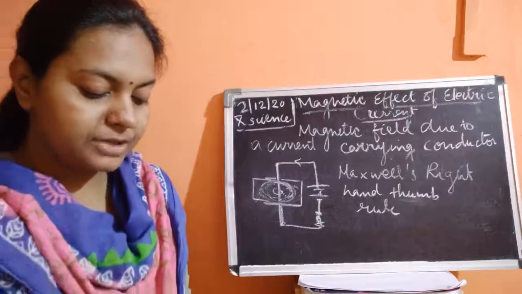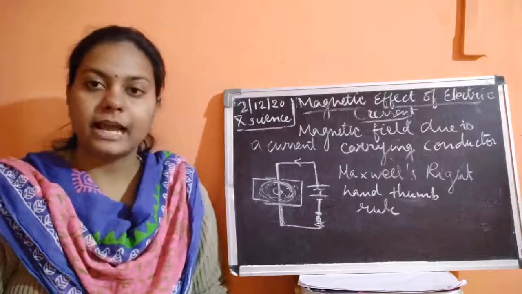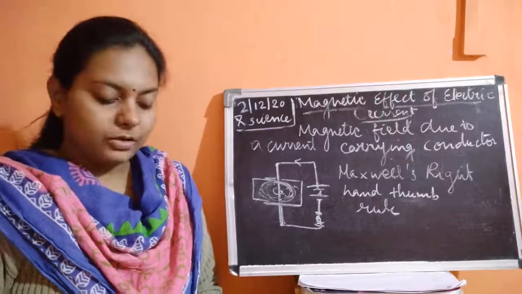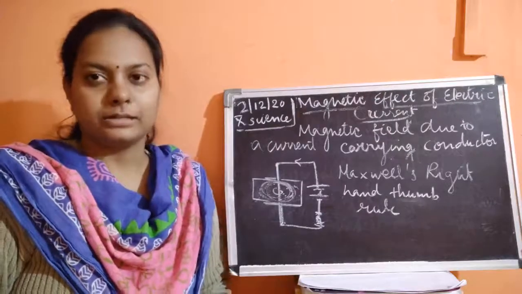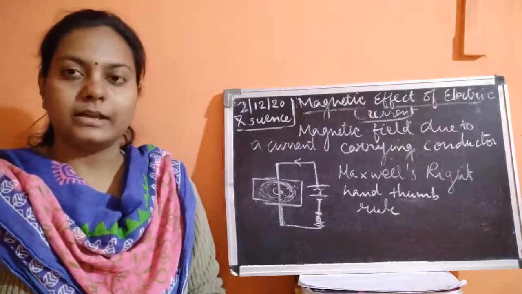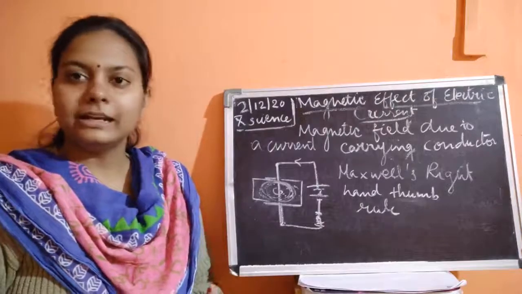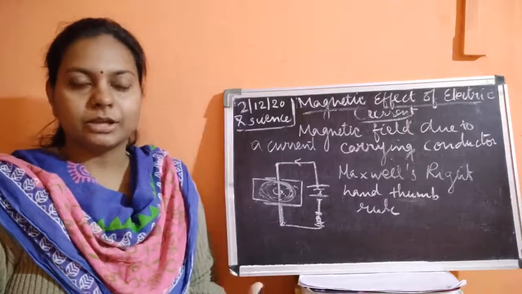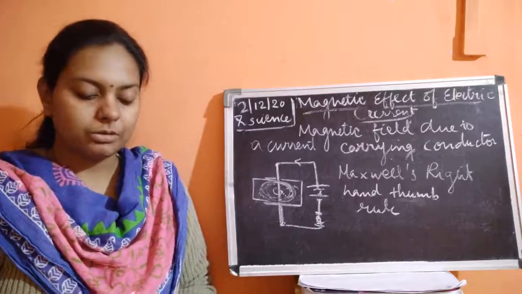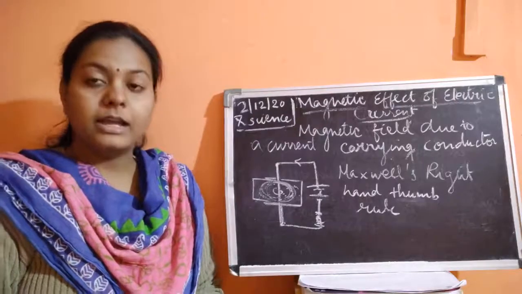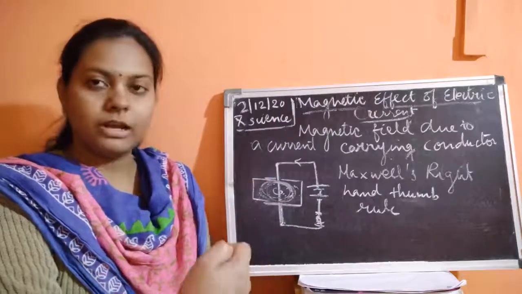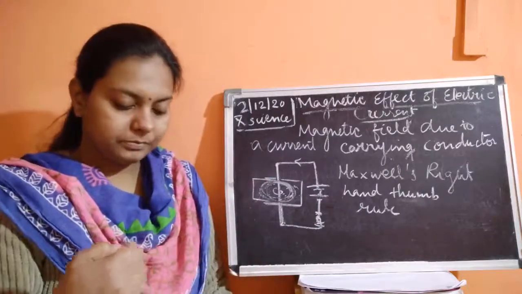You have to imagine that you are holding a current carrying conductor, or a current carrying wire, in your right hand. Okay, this cannot actually be done, because if you hold a current carrying conductor in your hand, you will get an electric shock. So this is not possible. So we have to imagine this, that you are holding a current carrying conductor in your right hand, okay?